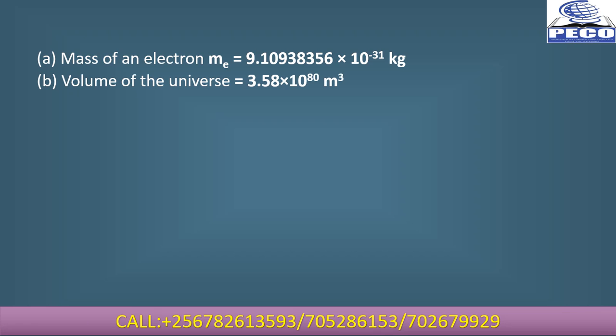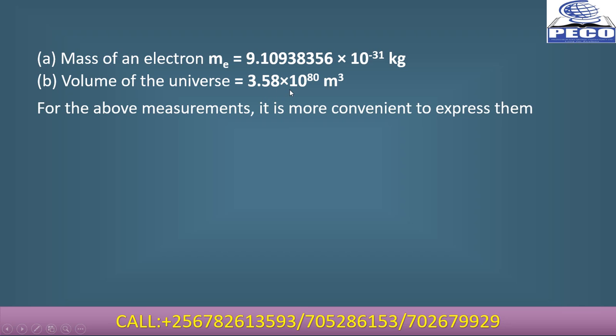Volume of the universe: 3.58 times 10 to the power 80. How do you write that? It would even take two whole lines in your book. So to simplify it better, you can write it in scientific form. So for the above measurements, it is more convenient to express them in scientific notation form, as you can see.